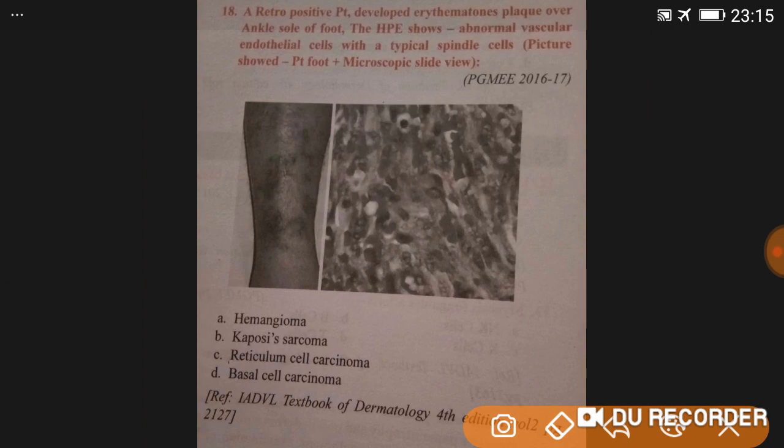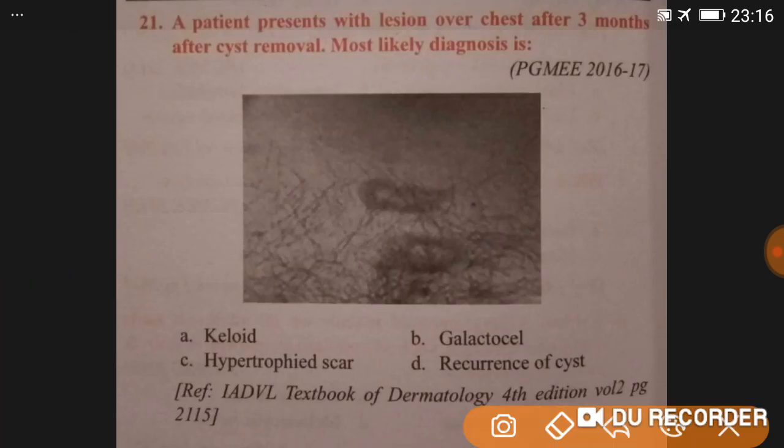HPE shows abnormal vascular endothelial cells with atypical spindle cells. Picture showed patient foot. Microscopic slide view. This is known as Kaposi sarcoma. Okay. A patient presents with lesion over chest 3 months after cyst removal. Most likely diagnosis here is keloids.